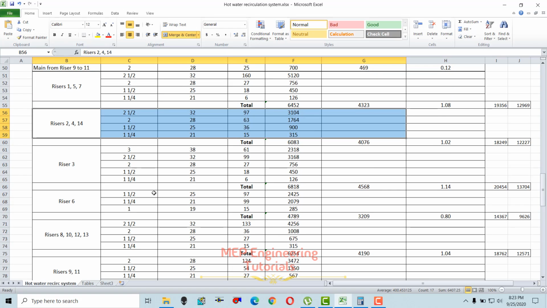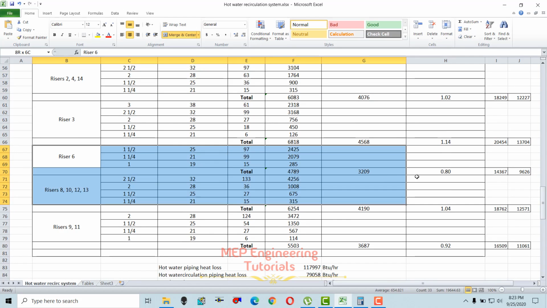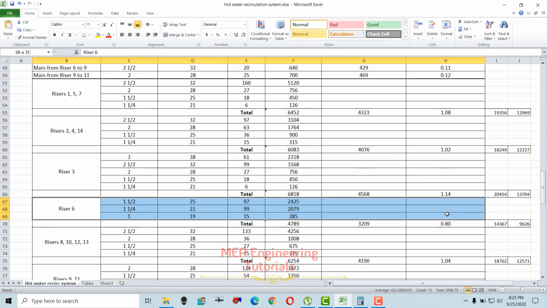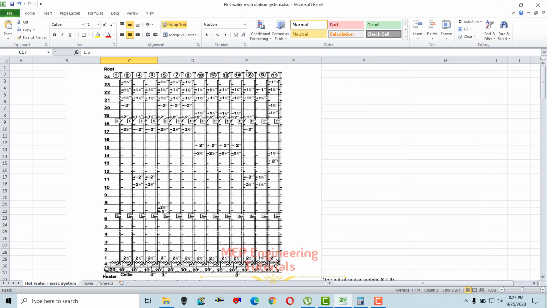So I'm gonna take one more here just to save time. I'm not gonna do it for all of these. So I'm gonna take one more example here for riser 6. So if you see riser 6, we will now check the pipe sizes in riser 6. So this is riser 6, and if we check the pipe sizes, this is 1.5. This is the hot water pipe sizing again. This is 1.5, this is 1/4, 1/4 and 1 inch. So we have 1.5, 1/4 and 1 inch, three pipe sizes here.